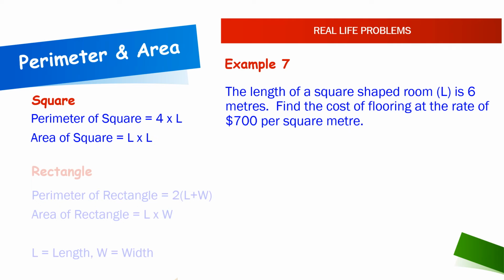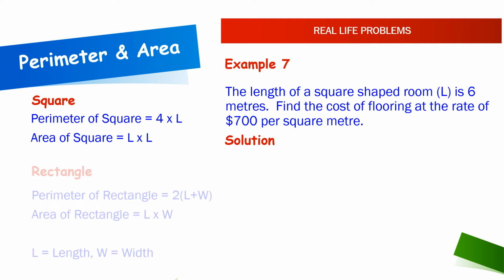Now let's have a go at another example. Again, pause the video and have a go. Press play when you're ready to view the solutions. The length of a square-shaped room L is 6 meters. Find the cost of flooring at the rate of $700 per square meter.